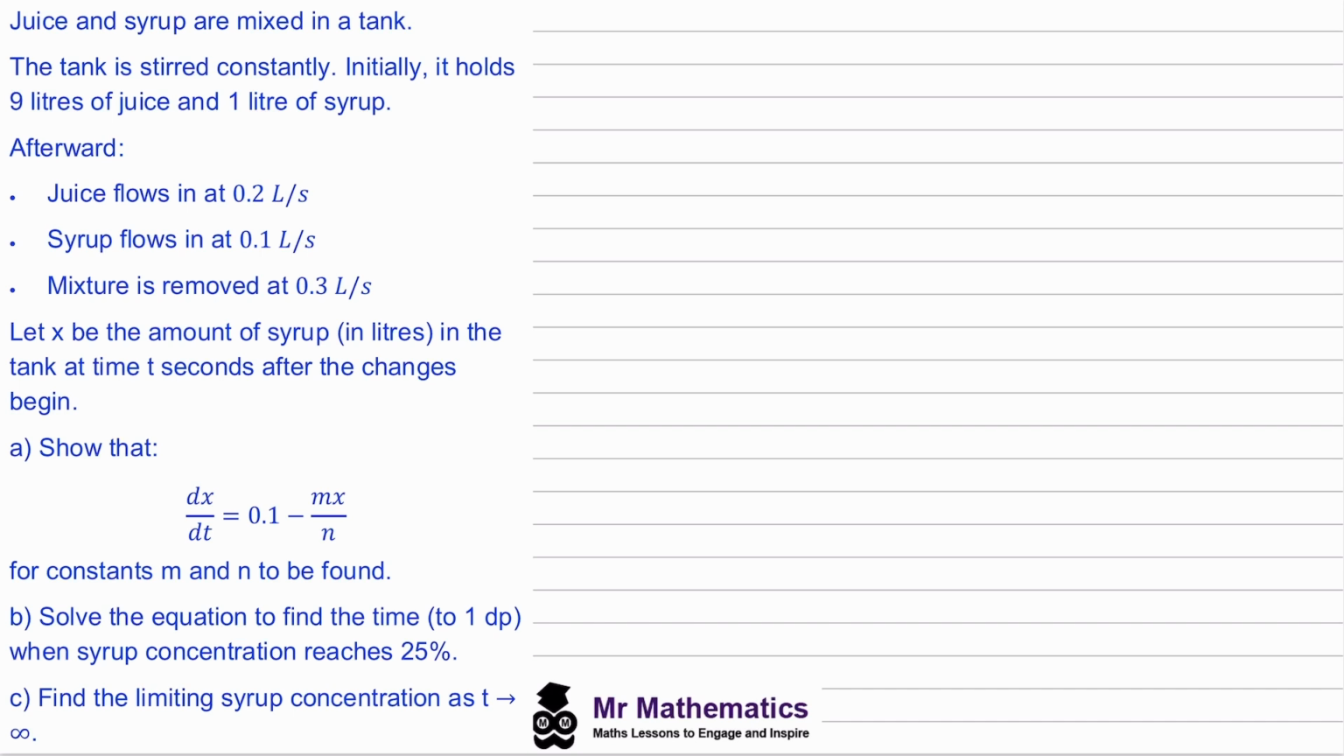And after the mixing begins, juice flows in at 0.2 litres per second and syrup flows in at 0.1 litres per second. And the fully mixed liquid flows out at 0.3 litres per second. So this means the tank remains full because what's being added equals what's being removed.